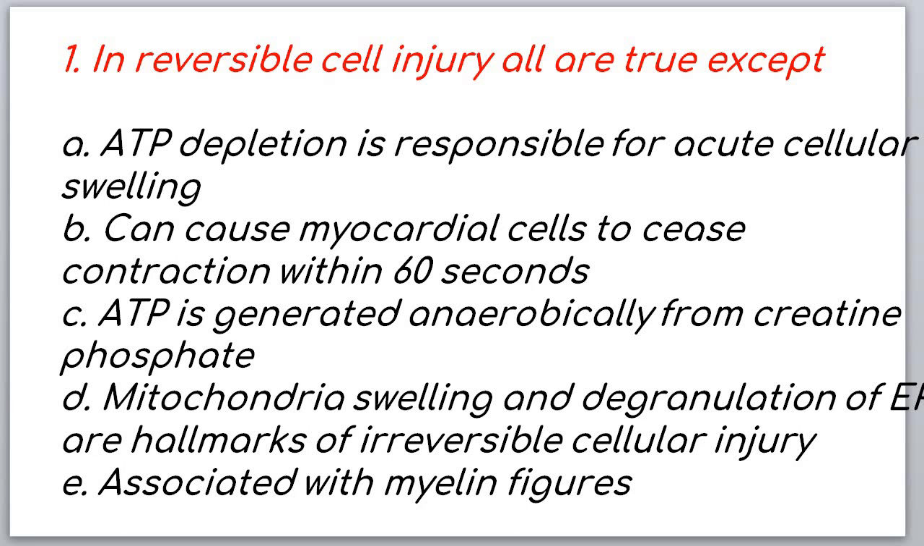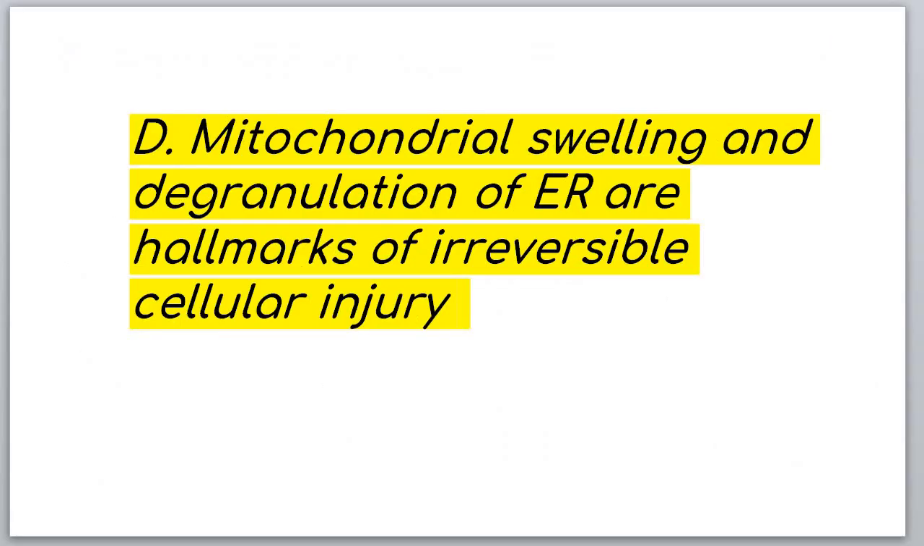In reversible cell injury, all are true except: option A, ATP depletion is responsible for acute cellular swelling. Option B, can cause myocardial cells to cease contraction within 60 seconds. Option C, ATP is generated anaerobically from creatine phosphate. Option D, mitochondrial swelling and degranulation of endoplasmic reticulum are hallmarks of irreversible cellular injury. Option E, associated with myelin figures. Option D is the correct option.